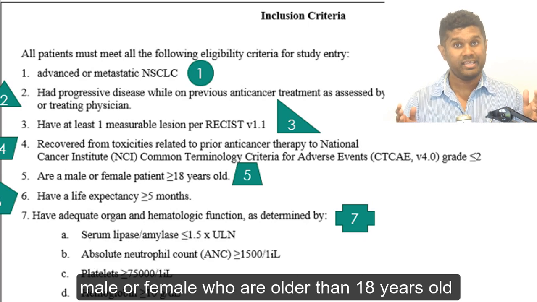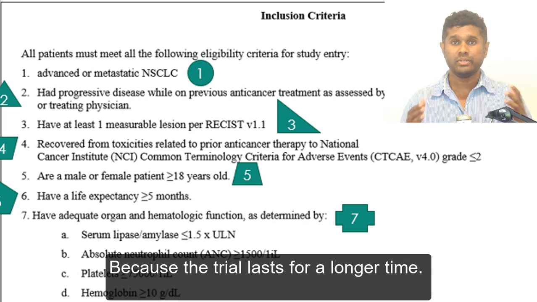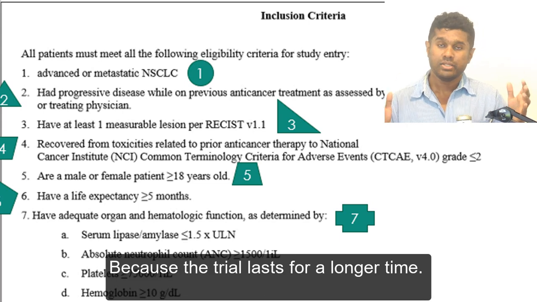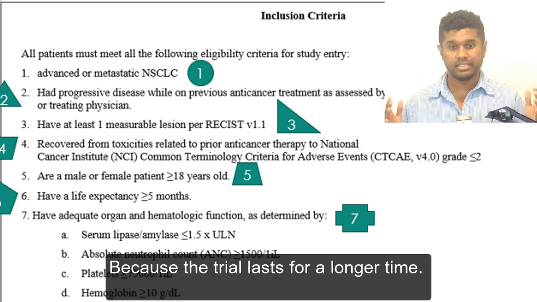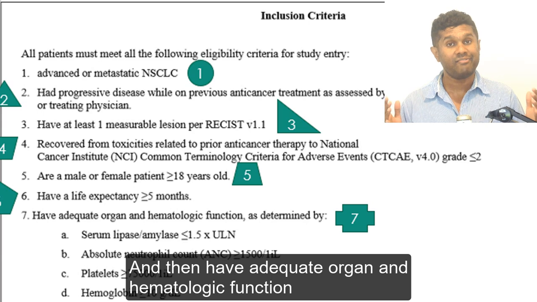So are male or female who are older than 18 years old. So it's for adults. This is very important. And have a life expectancy more than 5 months, because the trial lasts for a longer time. So we need to know that the patient will actually be alive at the end of the 5 months. It is very sad. And then have adequate organ and hematologic function.